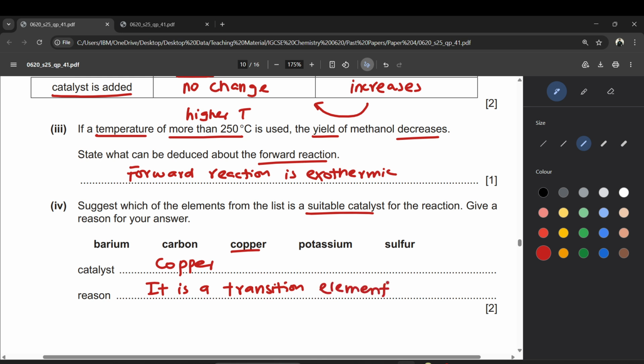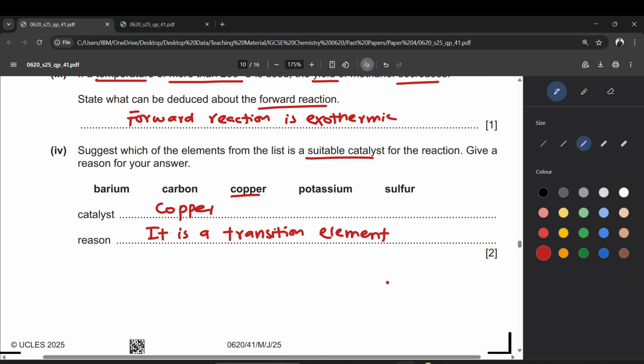Only transition elements can act as catalysts, or their compounds can act as catalysts. For example, during the Haber process, we know that iron is a catalyst used, and during the contact process, we know that vanadium(V) oxide is a catalyst used. Vanadium is also a transition metal, but over here its compound is being used as a catalyst.